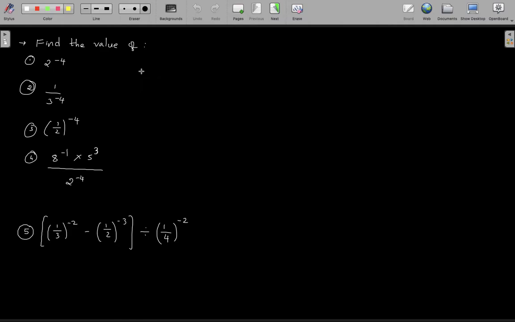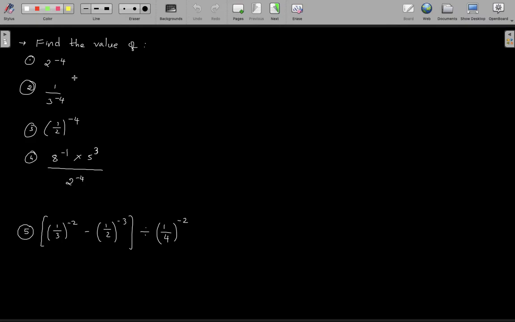Hello. In these sessions, we shall be discussing a few examples on solving problems related to powers with negative exponents. Let us look at the first problem we have here. Solve or find the value of 2 power negative 4.